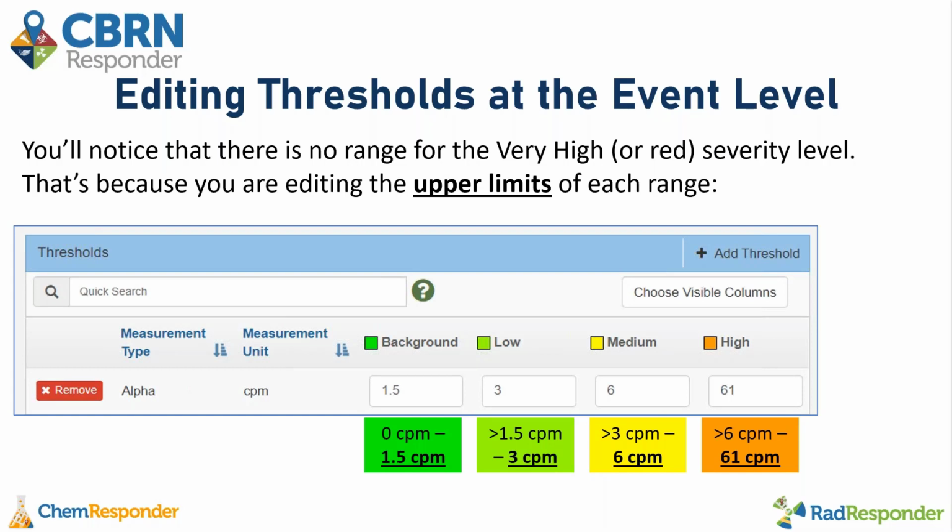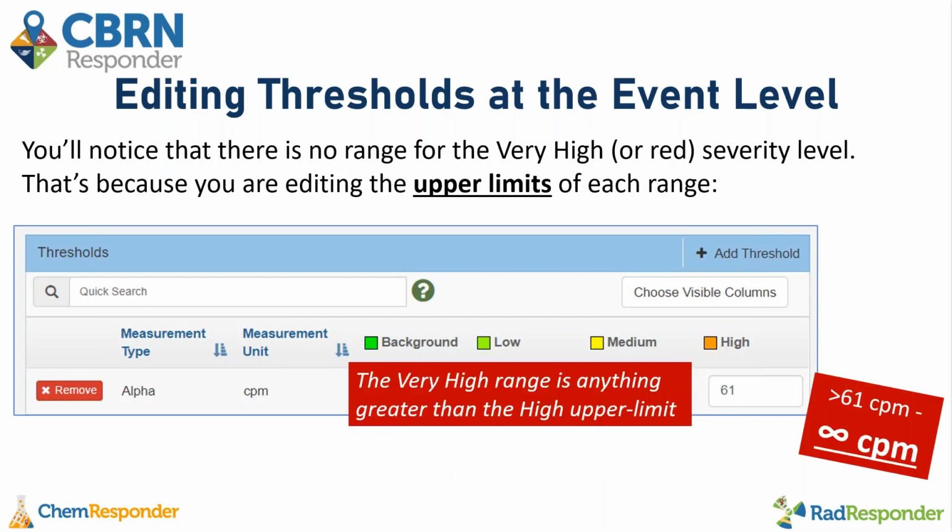So here, background, the upper limit is 1.5, meaning that any reading that falls between 0 and 1.5 CPM will be background. Same for low, anything greater than 1.5 to 3. For medium, anything greater than 3 to 6. And for high, anything greater than 6 to 61. And very high is then going to be anything that is greater than 61. So the very high range is anything greater than that high upper limit.